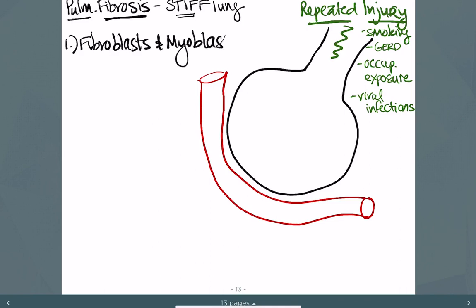Kind of like we call way too many of them to the scene. Proliferation and accumulation of fibroblasts and myofibroblasts. So maybe we'll make these guys look kind of like this, little spiky dudes that show up on the scene. So here they come in. Fibroblasts and myofibroblasts arrive on the scene to try to help heal the wound.